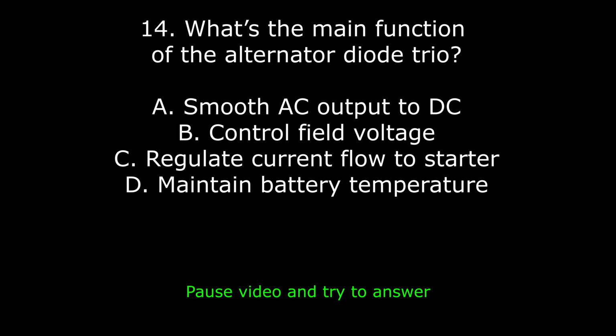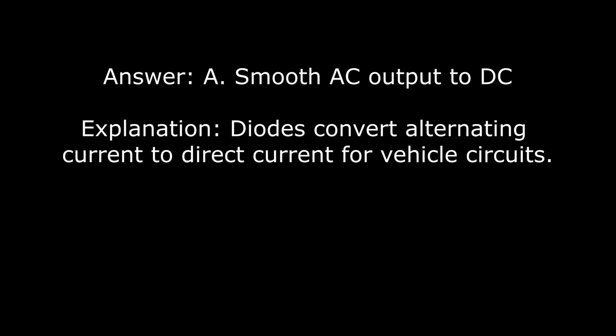14. What's the main function of the alternator diode trio? A. Smooth AC output to DC, B. Control field voltage, C. Regulate current flow to starter, D. Maintain battery temperature. Answer is A. Smooth AC output to DC. Explanation: diodes convert alternating current to direct current for vehicle circuits.